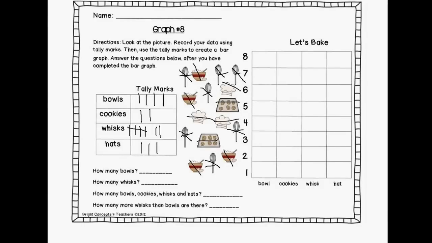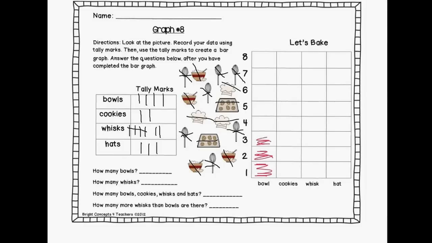1, 2, 3. Now it's time to use the information on my tally chart to create my bar graph. Let's start with the bowl. My tally chart said there were 4 bowls, so I'm going to color in 1, 2, 3, 4 boxes. I'm going to switch the color to make it easier for me to see.